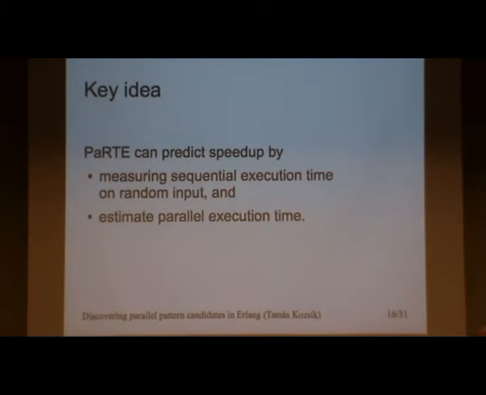So what is the key idea behind this? It's very simple. We try to predict speedup by measuring the sequential execution time of a certain program component on randomly generated input, and we have a cost model. We apply the cost model, and then estimate the speedup. Of course, it's not a perfect model because the cost model is not very exact, but it does not have to be. It will give you a rough estimation of the potential speedups.